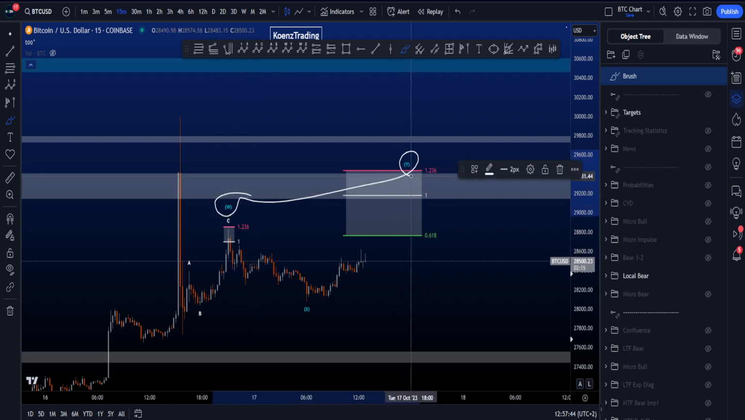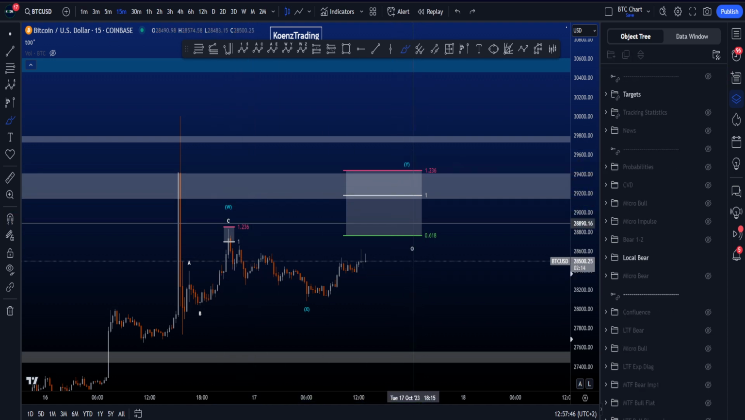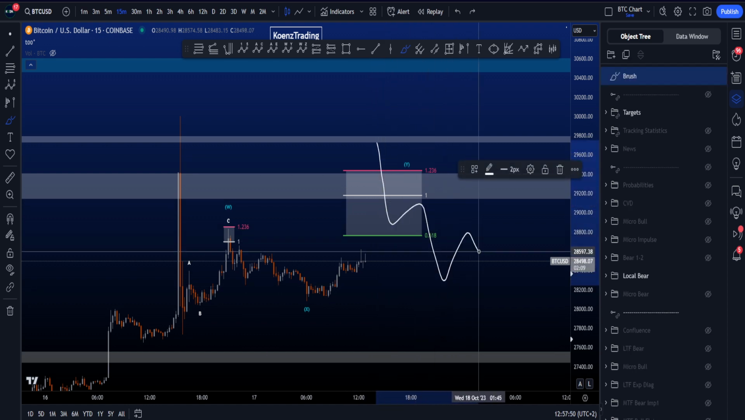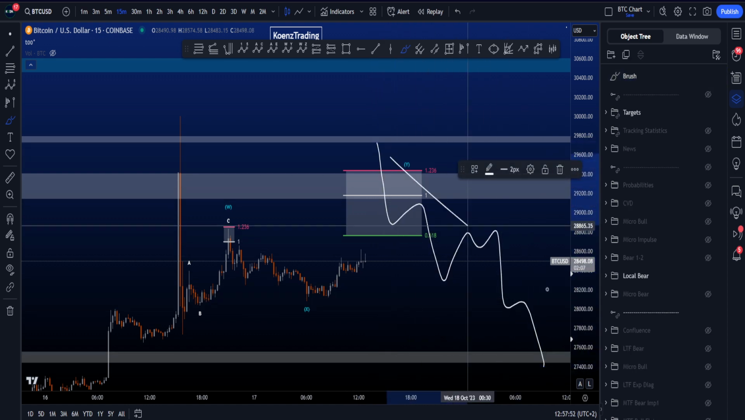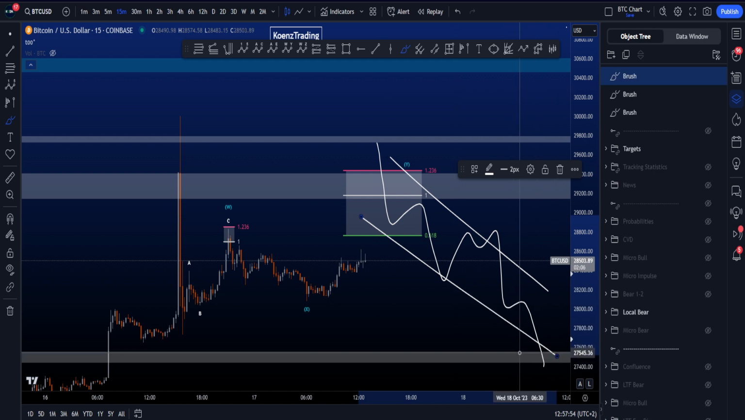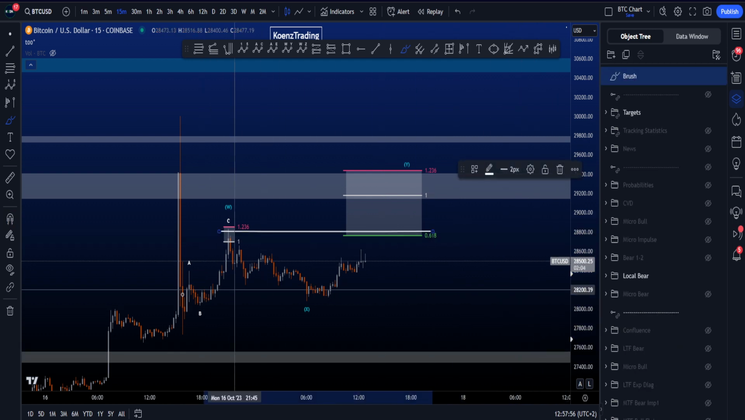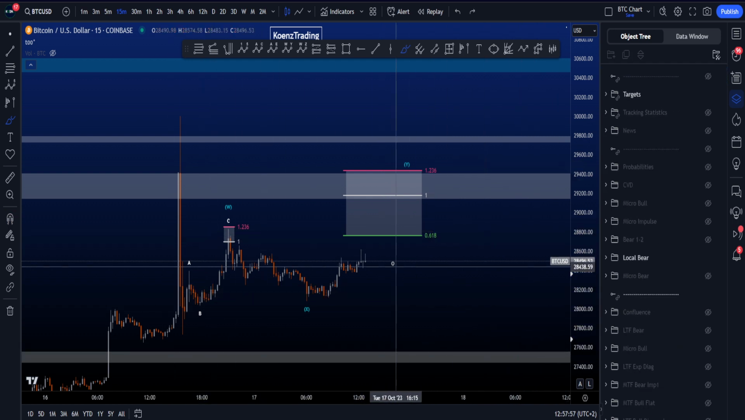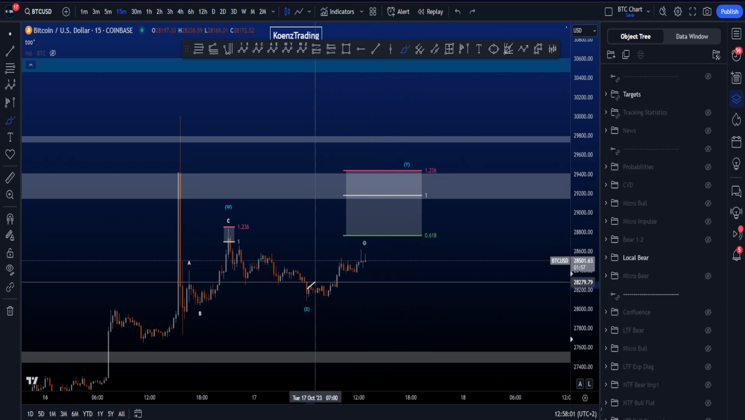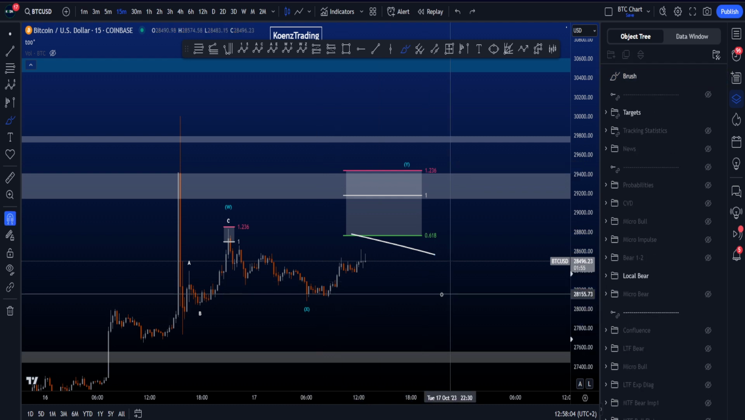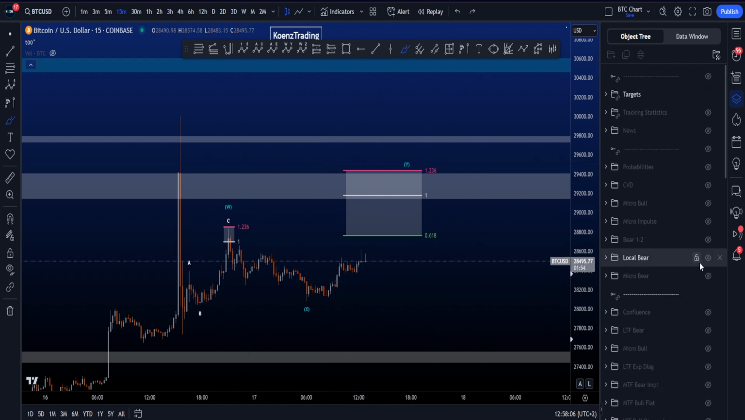Wave W and wave Y can be the same structure, but then we're talking about a sharp zigzag in a 5-3-5 correction, 5-3-5, which has a very sharp angle against the trend. And as you can see at the moment here, this is very horizontal and not sharp at all. So therefore, probabilities increase. Wave Y has to be either a flat or a triangle in a WXY scenario.